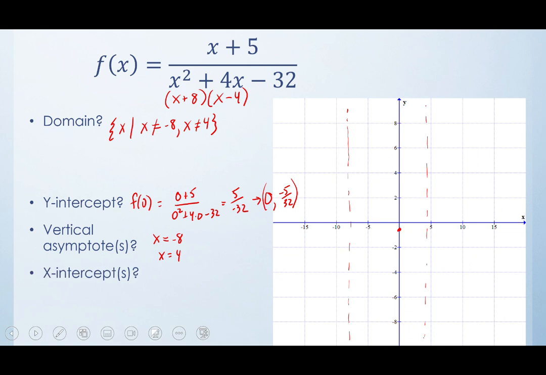And then we're going to say, okay, well, where are our x-intercepts? And for this, we only need to look at the numerator, because if the denominator is equal to 0, then that's a point that we need to throw out of the domain. If the numerator is equal to 0, then the whole thing is equal to 0. So we're looking at the numerator only. So we want to know where x plus 5 equals 0. So of course that's going to happen at negative 5.